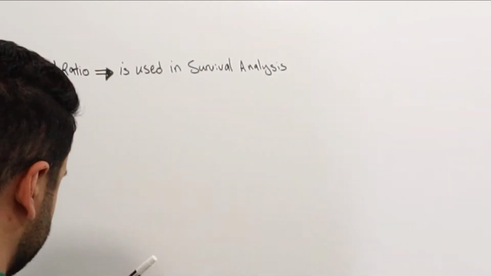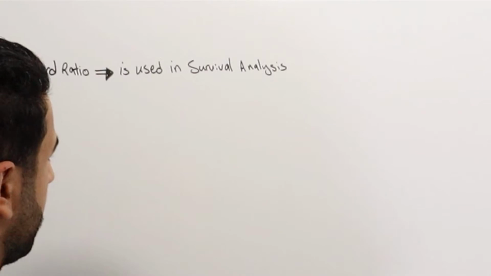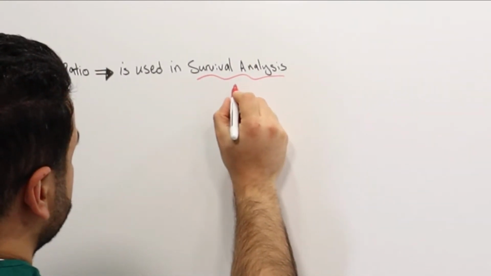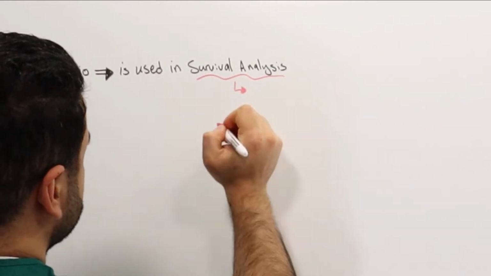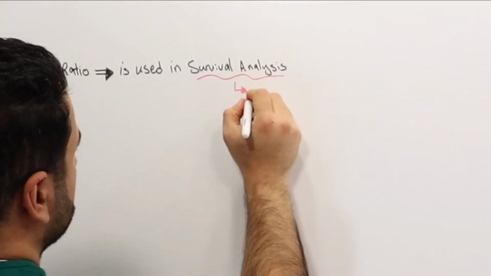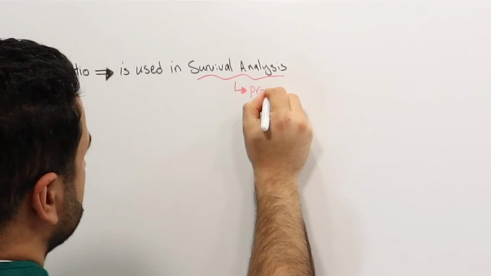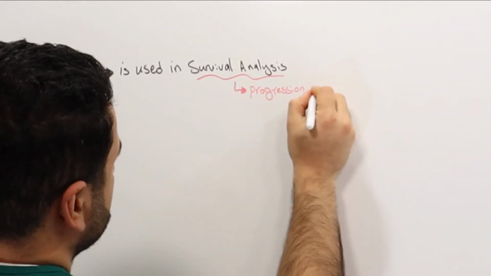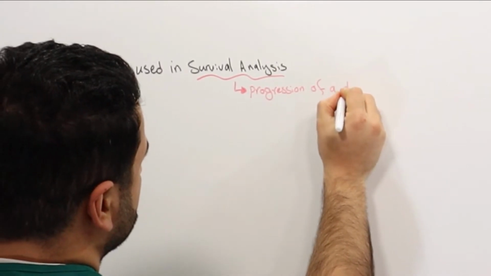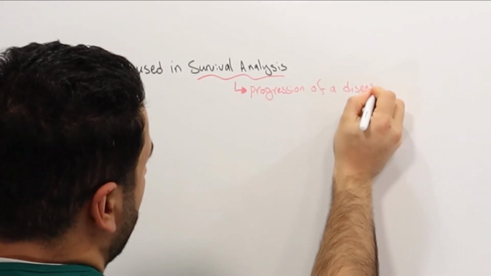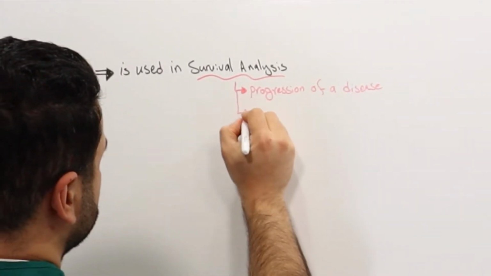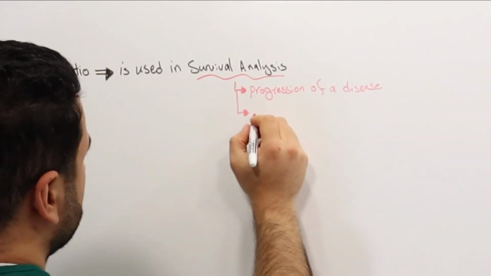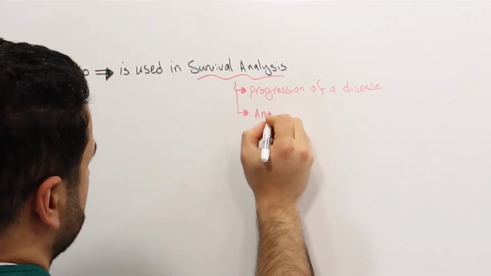And what does this mean? What do I mean by survival analysis? What I mean basically is progression of a disease, or another way to think about survival analysis would be analysis of death.